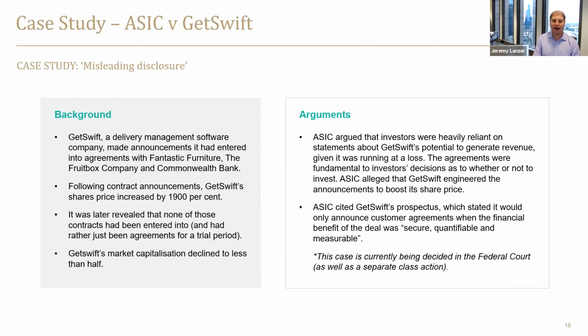It turned out later that those agreements that had been entered into really weren't true agreements whereby there'd be an ongoing revenue stream. In fact, they were really just entering into some very limited trials with these customers to see whether GetSwift's offering was going to be appropriate for them. And when it came out that that's actually what those agreements were or weren't, the share price of GetSwift got impacted significantly on the downside.